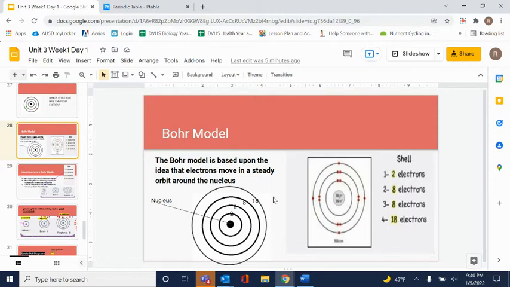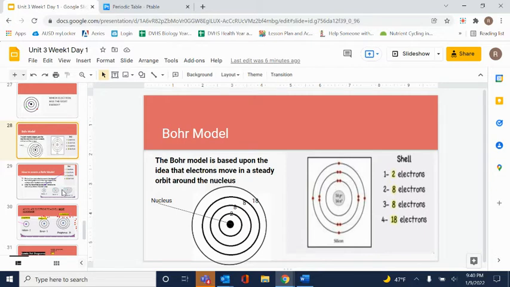This is just showing you that if you needed 4 rings or 4 energy levels, you could go up to 18 electrons on the last one. But you really won't need that many for this class. So again, 2 electrons fit in the first shell, 8 electrons fit on the second shell, 8 electrons fit on the third shell, and 18 electrons fit on the outermost fourth shell.